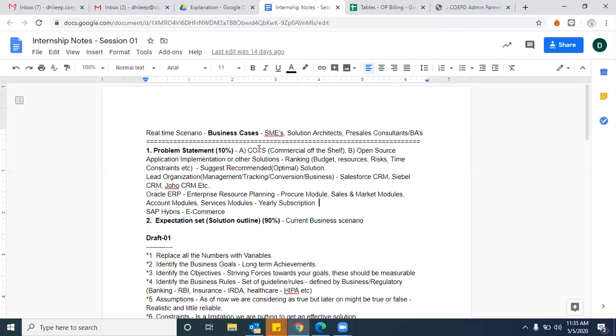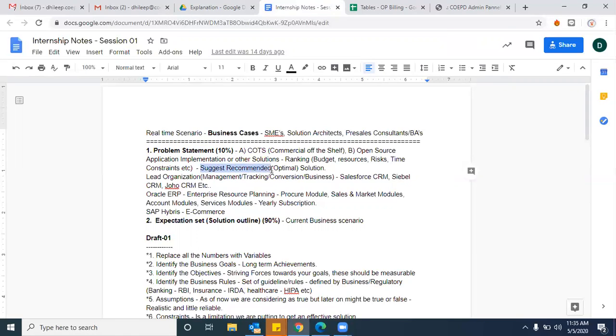So either we may suggest a COTS solution, or we can go with an open source application implementation as well. I provided only 2 solutions here, but it may not be only 2; there may be multiple solutions altogether. For example, we discussed only 2 possible solutions to the problem statement. In real time, you may come up with multiple solutions, and for each solution we should provide a ranking.